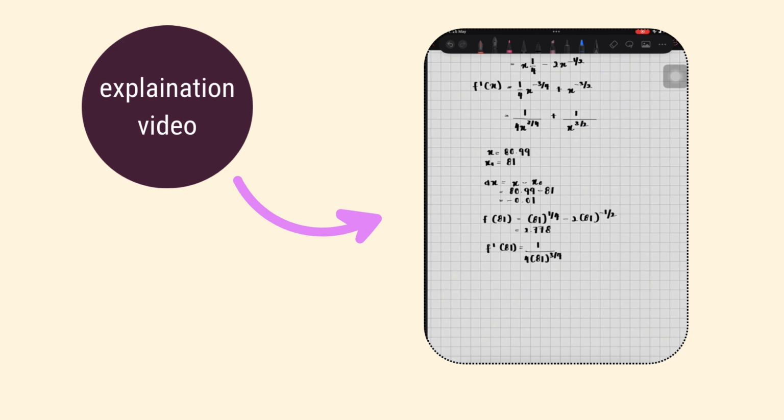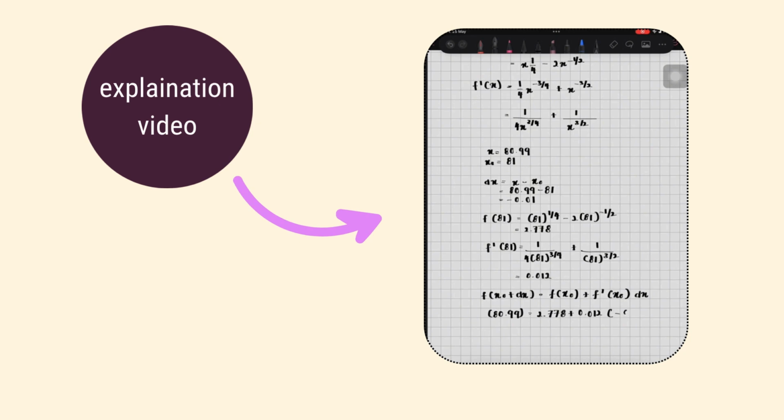For f prime 81 is 1 over 4 multiplied by 81 to the power of 3 over 4 plus 1 over 81 to the power of 3 over 2. So the final answer is 0.012. The formula we use is f(x naught plus delta x) equal to f(x naught) plus f prime(x naught) multiplied by delta x. So we just put the values in the formula, and the final answer we got is 2.778.